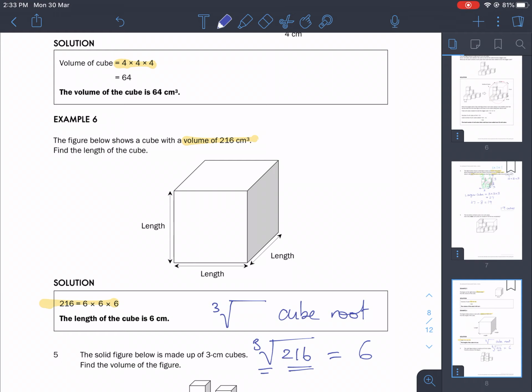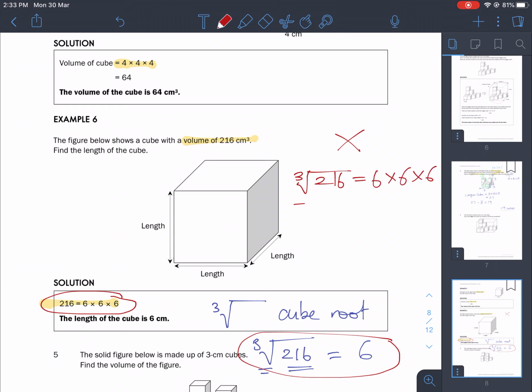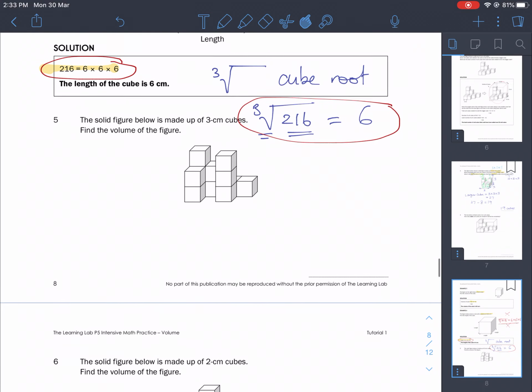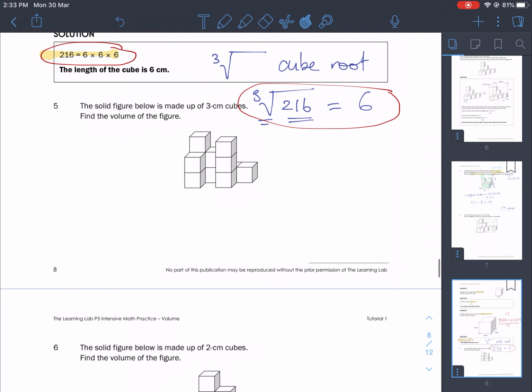Okay, so there are two ways of presenting. You can either present it using this function, this number sentence, or you can put this number sentence. But what you cannot do is put cube root of 216 equals to 6 times 6 times 6. This is not correct. So don't do this. Okay? Now we're going to move on to question 5.